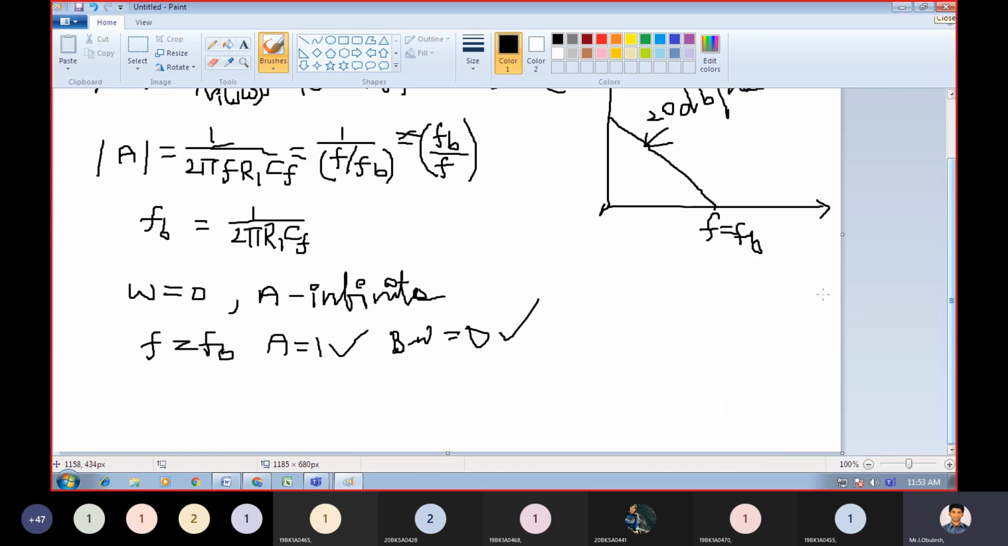But the output never becomes infinite. Rather, it saturates at the negative or positive supply, depending on the polarity of the input DC signal. Okay, so this is the ideal integrator derivation and explanation.